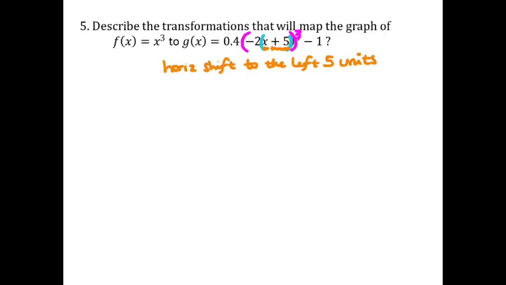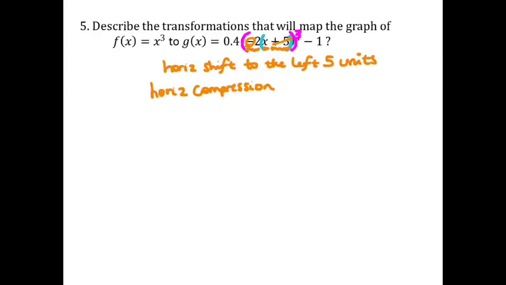The next transformation that we have here that's happening to the x is this negative 2 that's being multiplied by the x plus 5. That's going to give me a horizontal compression. Remember that whenever we're dealing with things happening to the x, it's going to be the opposite effect of what happens when we do that to the y. If I multiply a function by 2, that's going to stretch it. So if I'm multiplying the x by 2, I'm going to get a compression.